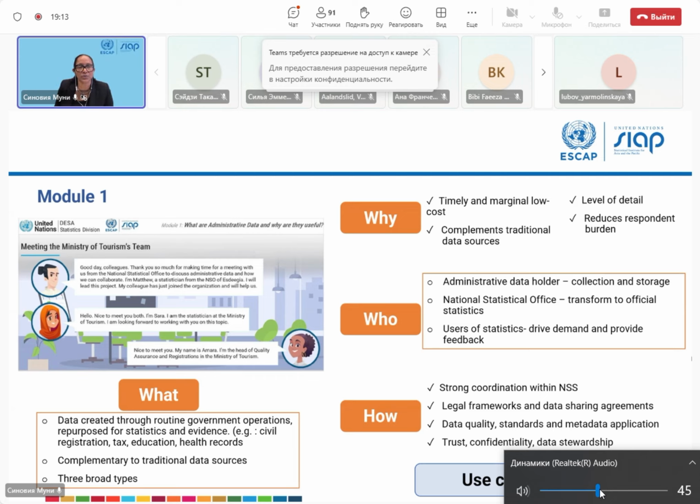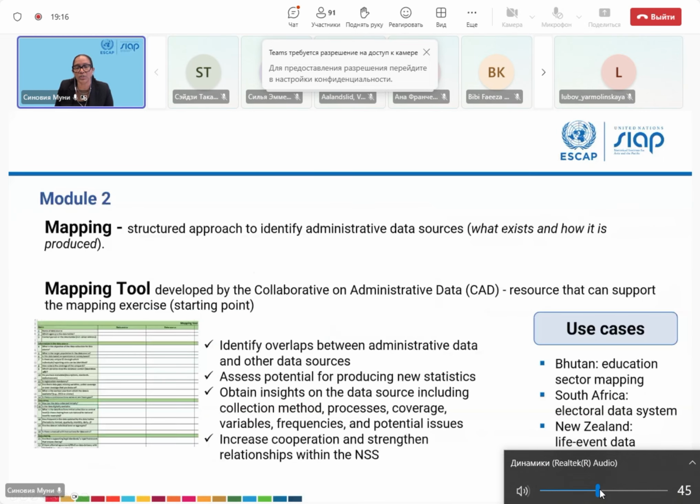So quickly, I will move on to what we looked at in module 2, which, as I said, focused on the mapping of administrative data. In that module, we look at the approach that is used for identifying existing sources of administrative data, which includes the types of information that are available, what variables are contained within those data sources, and how they can potentially be used for official statistics. We also introduced the mapping tool that was developed by the Collaborative on Administrative Data, which provides a practical starting point for the mapping exercise.